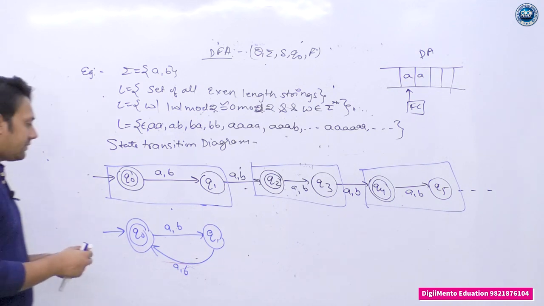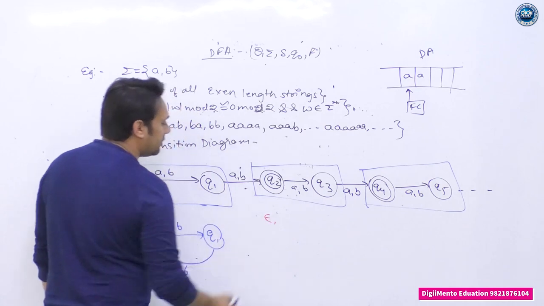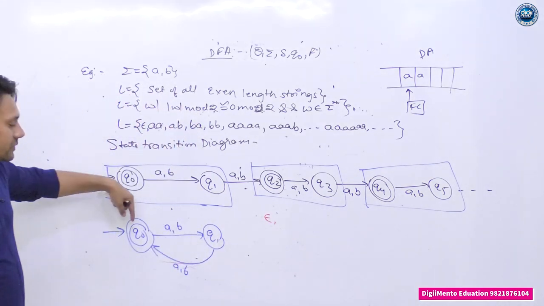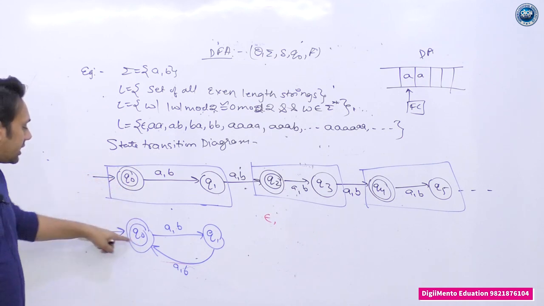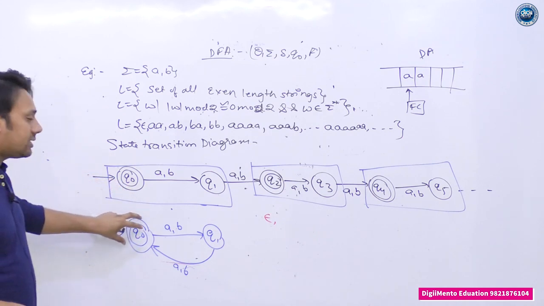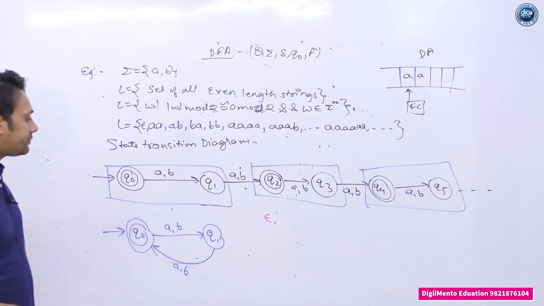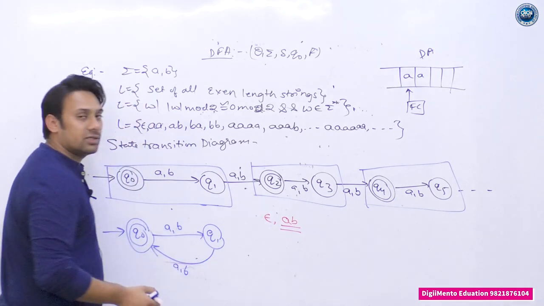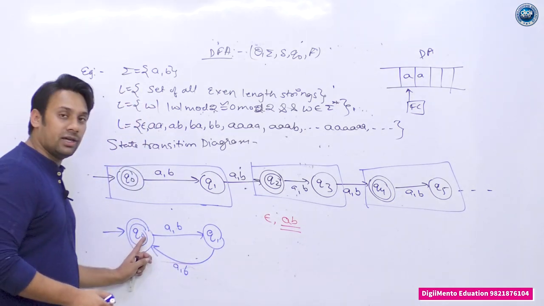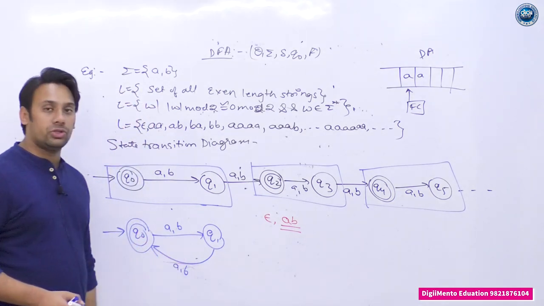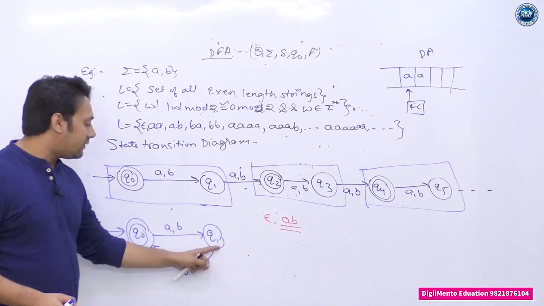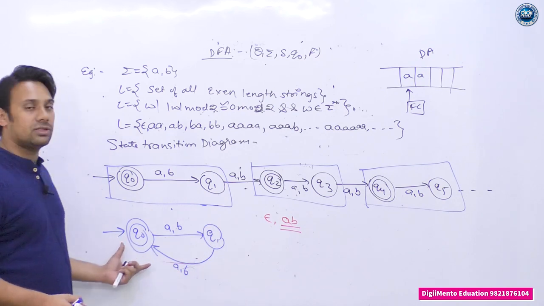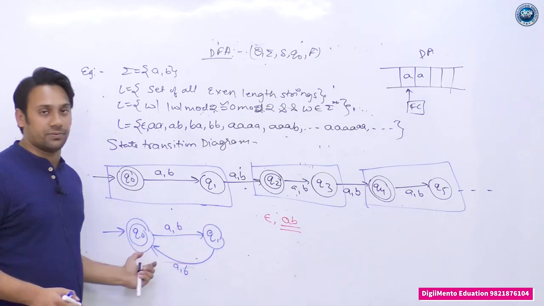जैसे कि if I say I have a string which is epsilon. Epsilon is an even length string. So if I give epsilon to this automaton, we'll stay at the state Q0 only, and this is an accepting state because it is a final state. If I give AB, the length of the string is 2. By giving the first A, I'll go from the state Q0 to Q1. By giving this B, I will go from Q1 to Q0. So kya hoga yahan se? This string will be accepted.